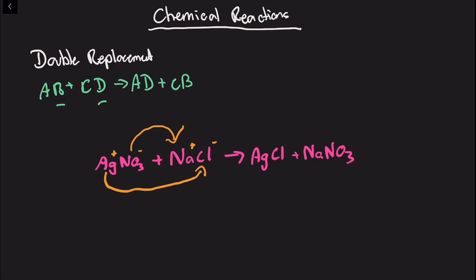Now, why does this work? It's because silver chloride, which we get as one of our products, is not soluble, so it becomes a precipitate. And again, we need either a precipitate, a gas, or a water to form. So the reason why this one works is because a precipitate forms.